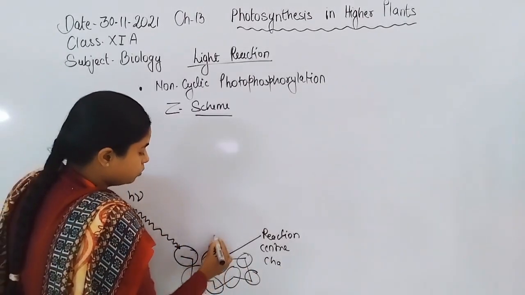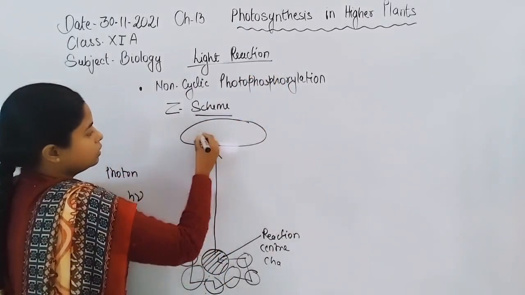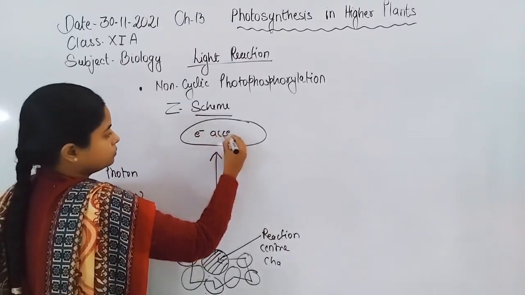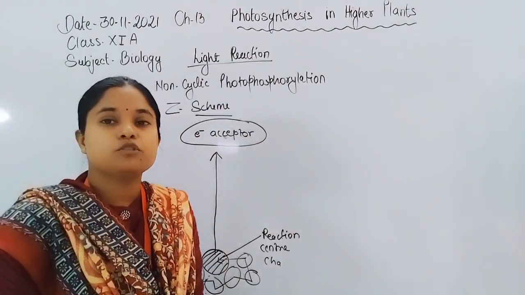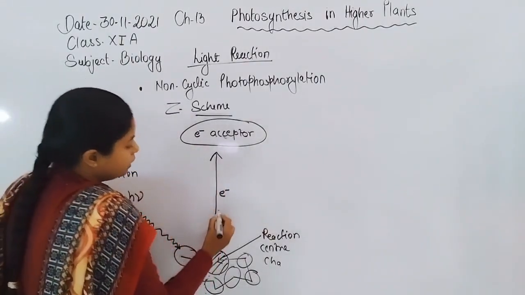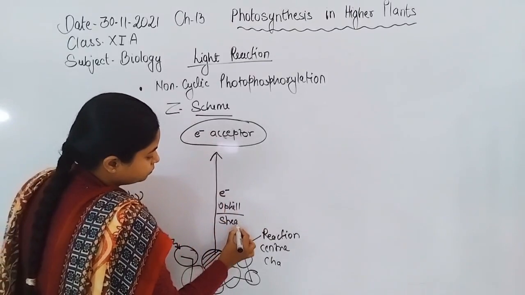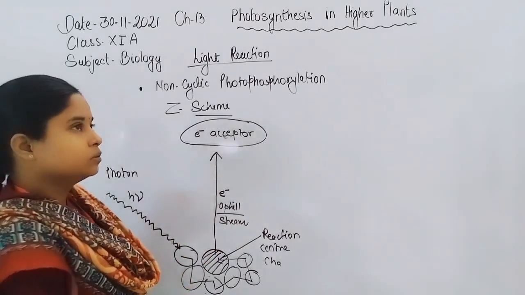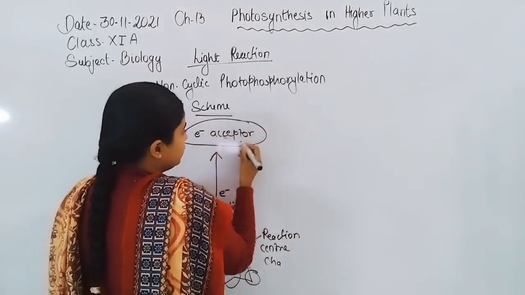The electron from chlorophyll A gets excited and is emitted from the orbit of chlorophyll A, and is received by the electron acceptor molecule. The electron moves in an uphill manner, or stream.